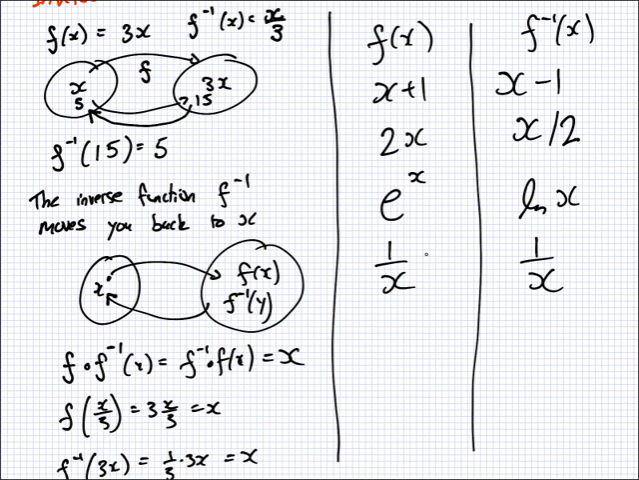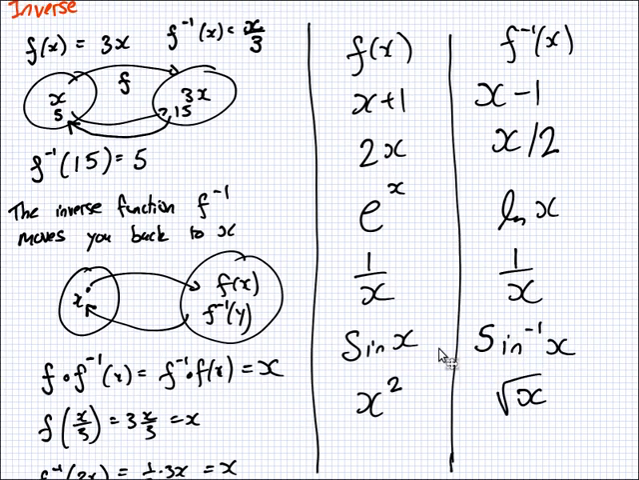Sorry. You need to improve your English, Summer. Sin x? Cosine x. No. Tangent x. No. Sin inverse x. Oh, it's inverse. Yeah? And x squared? Square root x.